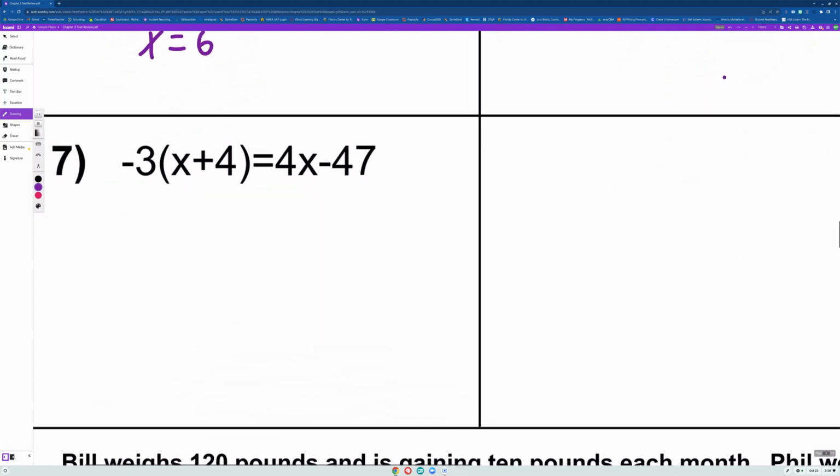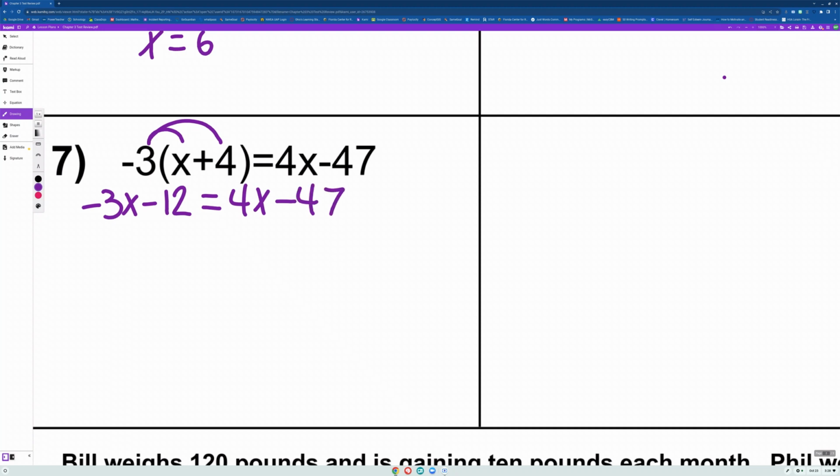Number 7 is negative 3 times x plus 4 is equal to 4x minus 47. So because I have parentheses with math going on inside, but a number also on the outside, I have to distribute. So negative 3 is going to go to my x, which is going to give me negative 3x. Negative 3 is going to go to positive 4, which is going to give me a negative 12, is equal to, and then on this side, there's no math to simplify. So it's just going to be 4x minus 47.